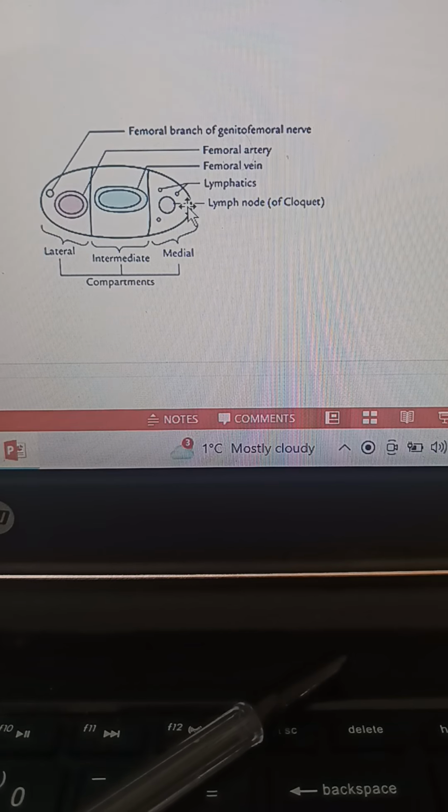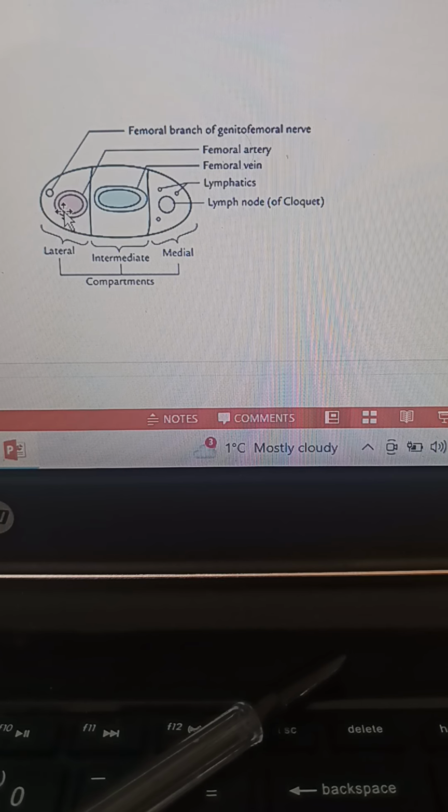So here is another schematic picture. We can see here this femoral ring medial most, intermediate the femoral vein, and laterally the femoral artery.